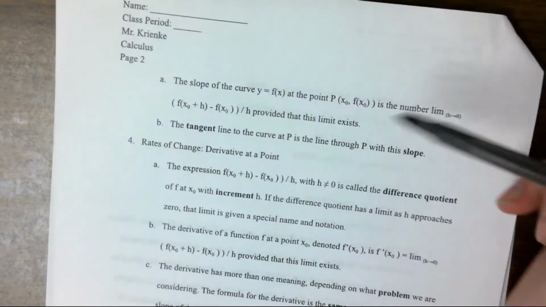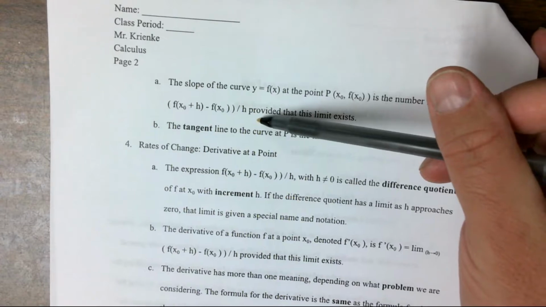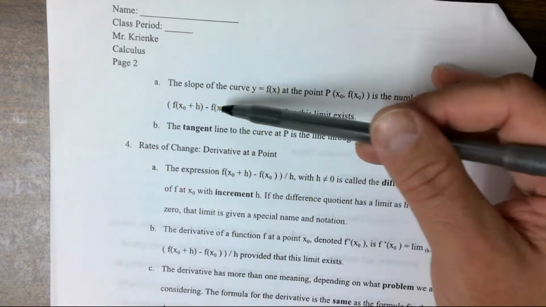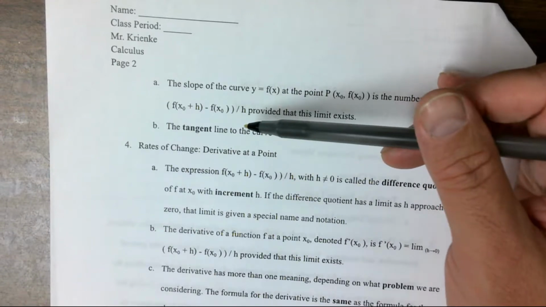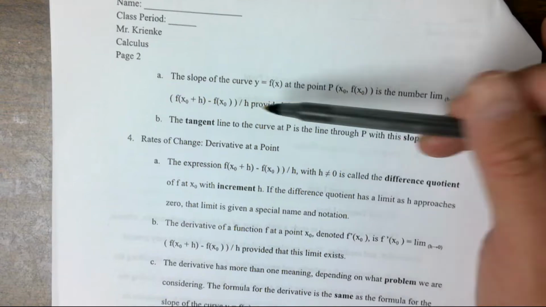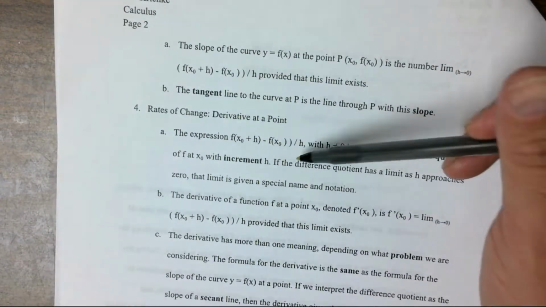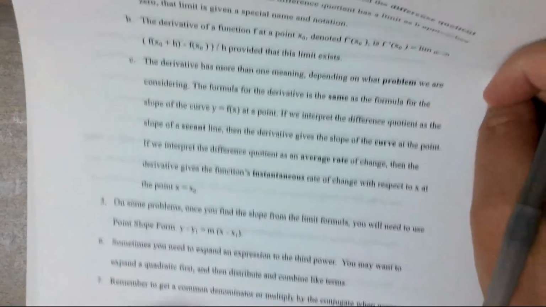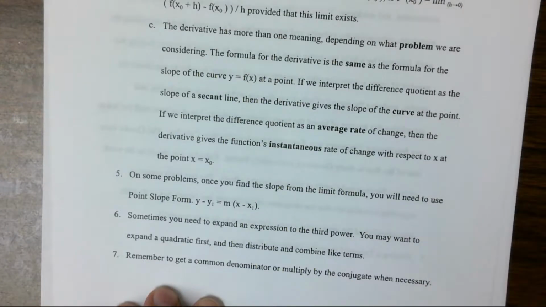There is a formula you're going to have similar to what we've done before, where it's the change in y over the change in x, which is really just h. And that's called the difference quotient. A lot of this is going to look similar to what you did before.